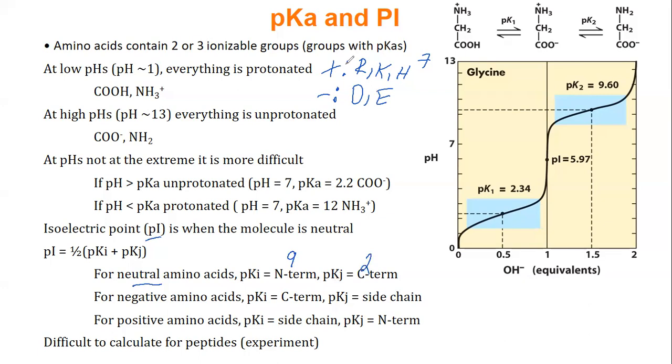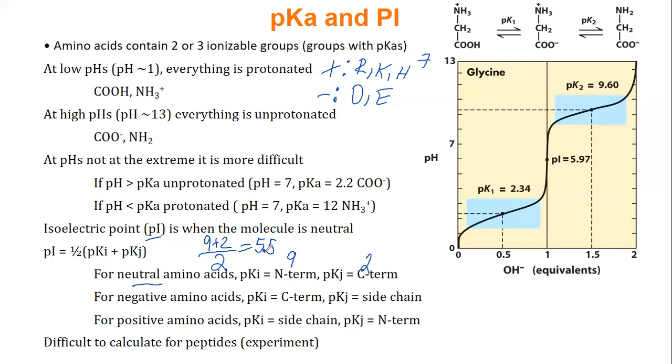So let's say that we have a protein, N terminus pKa is 9, C terminus is 2. So what pH is it neutral at? So 9 plus 2 divided by 2, or 11 divided by 2. This amino acid is neutral at a pH of 5.5. That's when the amino acid has no charge.